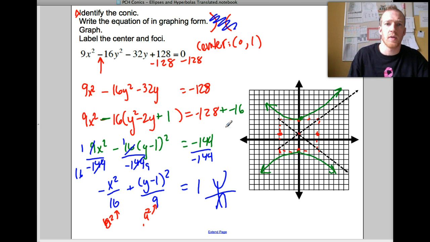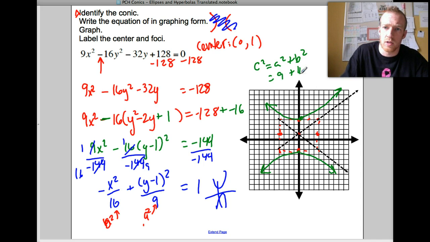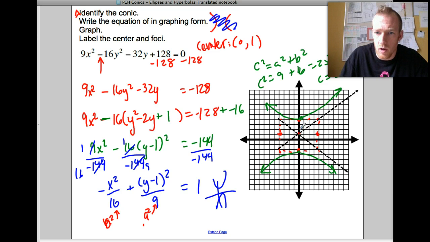And then if we want to find the foci, we use the c squared equals a squared plus b squared in this case. So that's going to equal 9 plus 16 equals 25. So c equals 5. So from the center you go up 3, 4, 5. Then from the center go down 3, 4, 5.